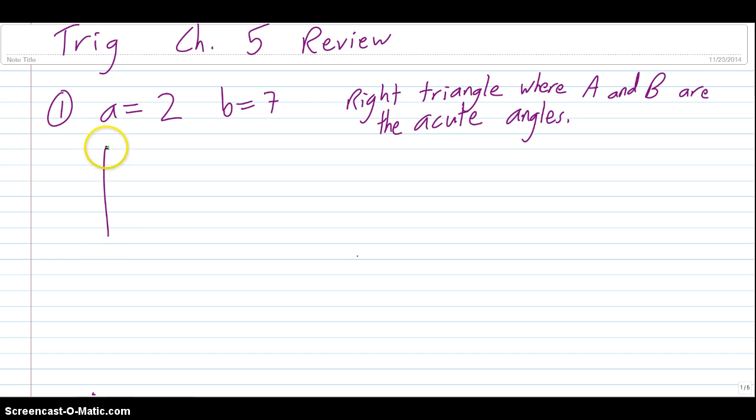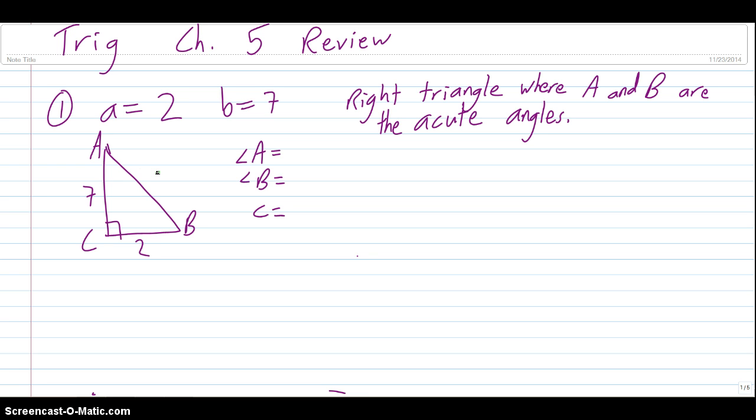So I'm just going to draw a basic plain Jane picture. They said A and B were the acute angles, so this is A, this is B. That means C is the right angle. They tell me the side across from angle A is 2, and the side across from angle B is 7. My job is to figure out, first off, what are the measures of angle A and angle B? And also, how long is side C? We need to figure that out.